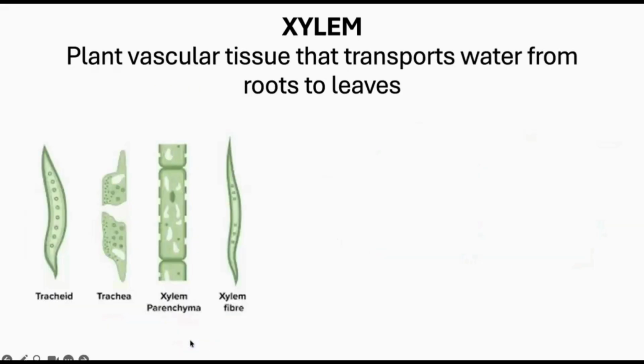The next one is xylem. It is a plant vascular tissue which helps in the transport of water from roots to the leaves. In one video, we have explained the xylem in detail. You can refer to this video to learn the structure of the xylem. The xylem has 4 elements: tracheids, vessels, xylem parenchyma and xylem fiber.